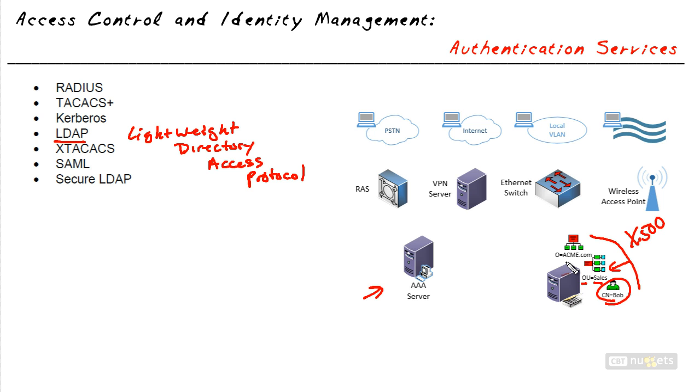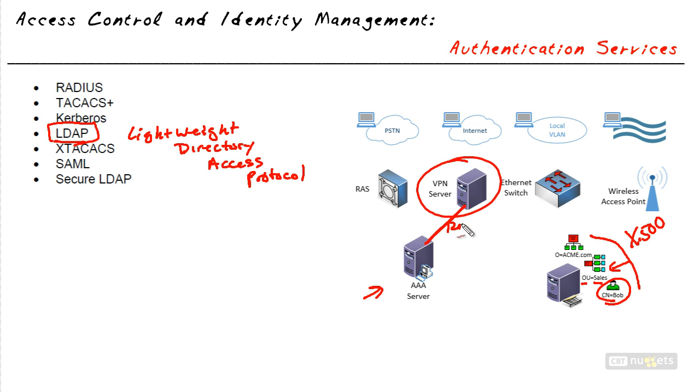And then the problem was, well, how do we get to it? Well, one option was we could have our RAS, our VPN server, our Ethernet switch, or our wireless devices connect directly with this Active Directory using a protocol like LDAP. And so that's what they did. Another option is this. Maybe we have a VPN server that only speaks Radius or only speaks TACACS.